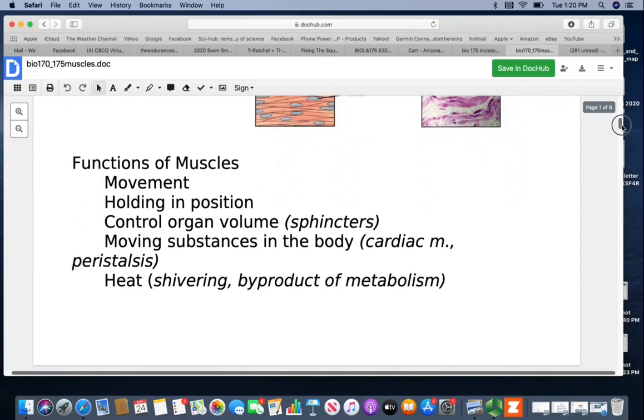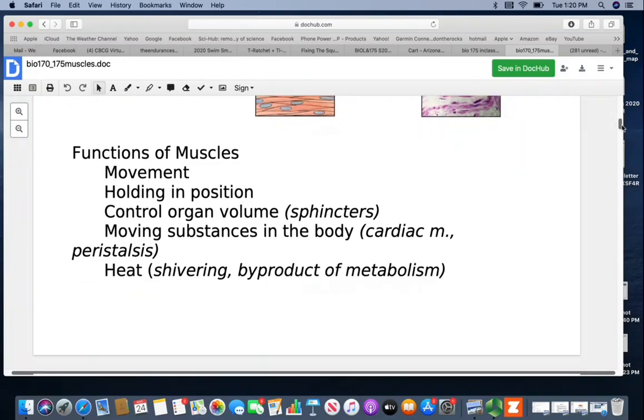So the functions of our muscles: movement. They're going to pull on things to allow you to move. They're going to help hold things in position. That may be holding your arm out to the side, or it can be helping to hold other things in your body in place. They will control organ volume. You've got sphincter muscles that are little ring-shaped muscles that will act like a drawstring on some of your organs. This will help control the volume of the contents.